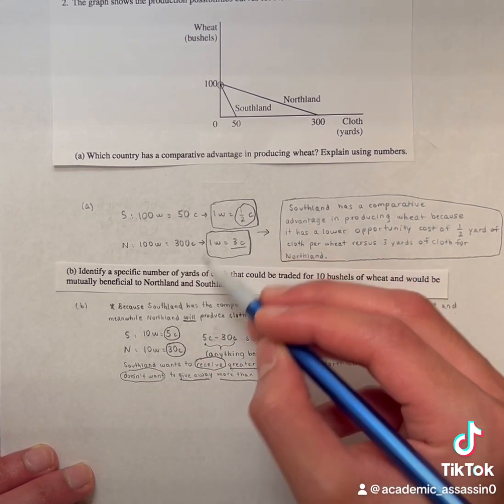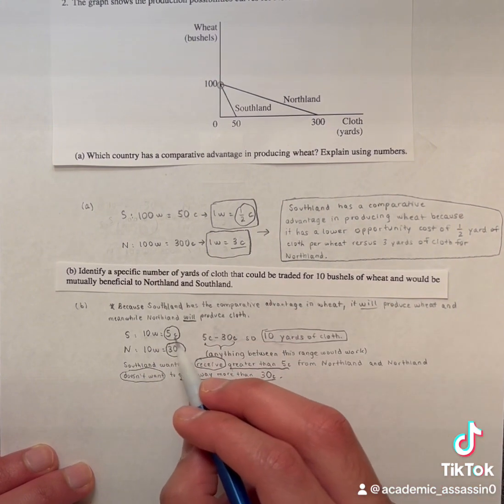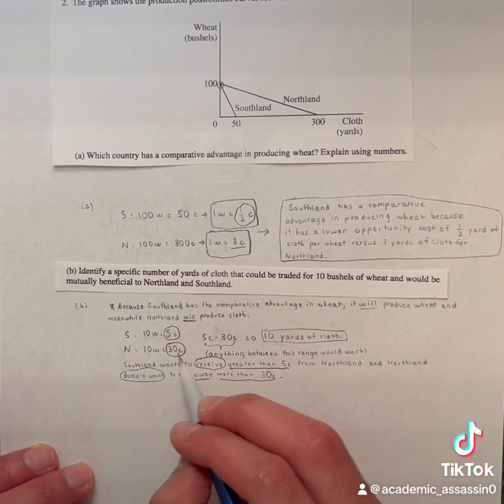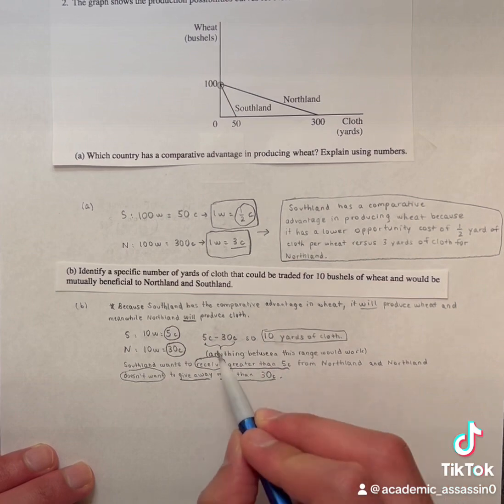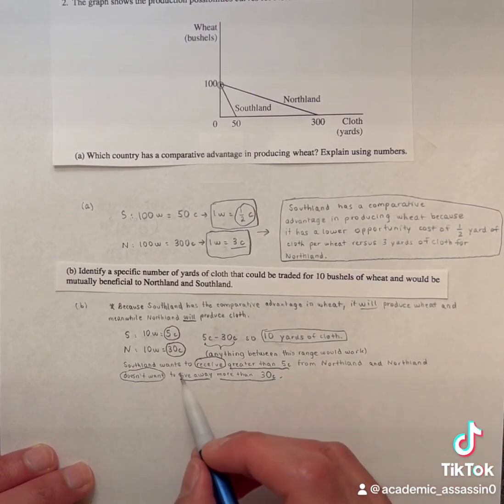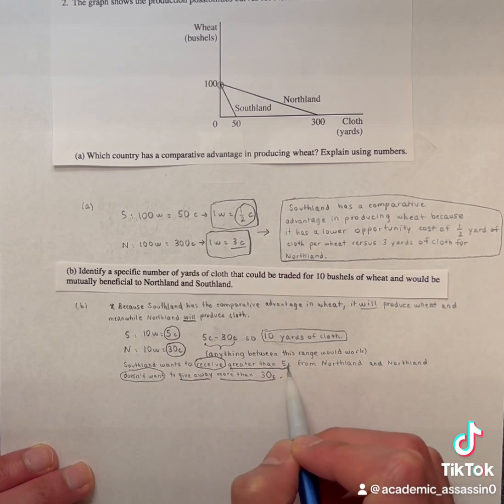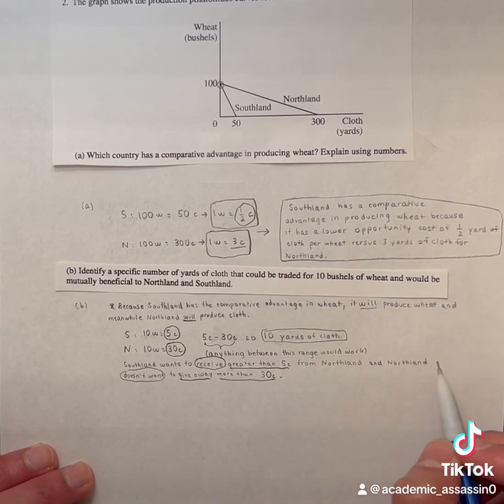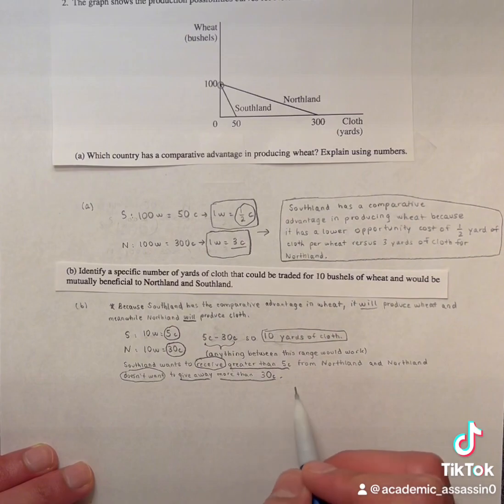So based on these ratios up here, 10 wheat for Southland is 5 cloth, and 10 wheat for Northland is 30 cloth. So the answer is actually any number between 5 and 30, for example 10, and this is because Southland wants to receive greater than 5 yards of cloth from Northland, and Northland doesn't want to give away more than 30 yards of cloth.